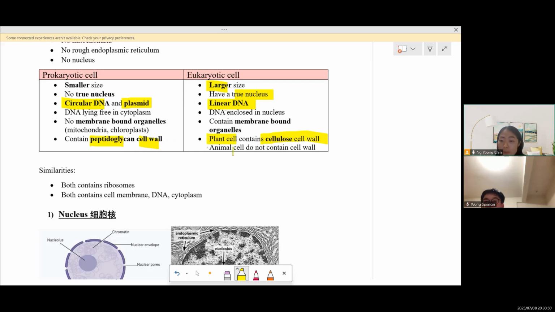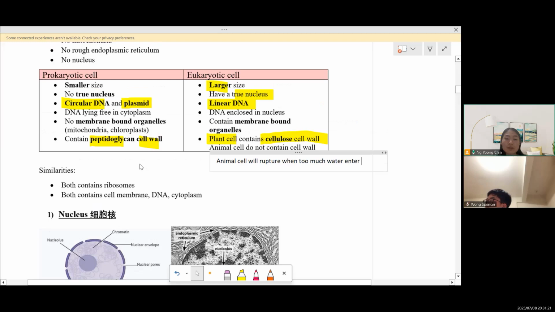Okay, so animal cells do not contain a cell wall. They just have the cell membrane. That's why animal cells will rupture, but plant cells will not rupture. If too much water enters the animal cell, it will definitely rupture, because animal cells don't have a cell wall to support them. So animal cells will rupture when too much water enters.